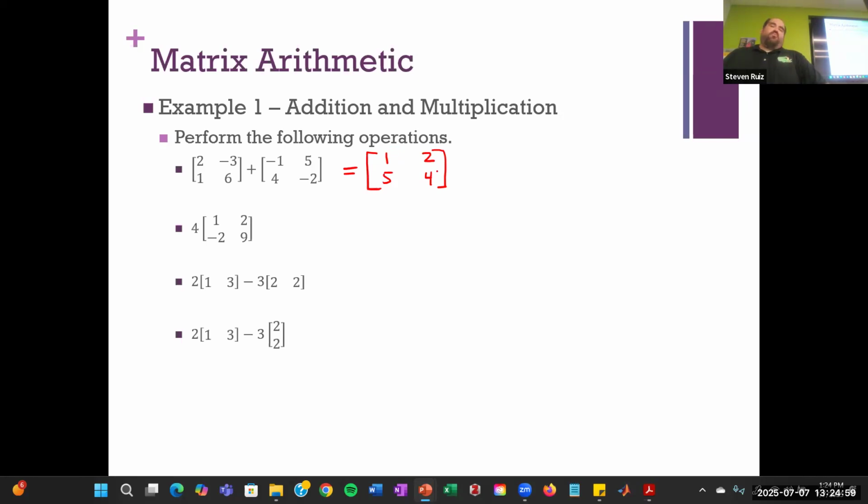How? How do we do that? Added based on their position. Okay. Right, so going position by position, adding the corresponding elements together, right? Is that something you've done before? Probably. Okay. Hope so. What about this next one?